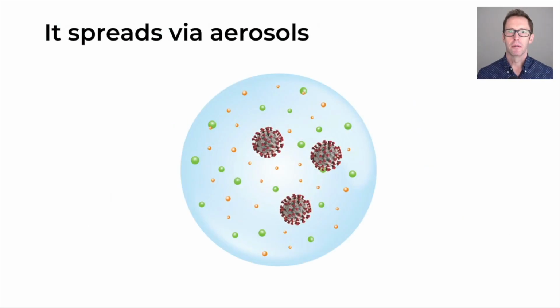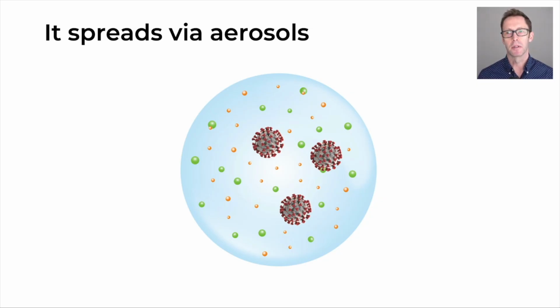COVID spreads via aerosols, which are microscopic particles produced all of the time while we're breathing. When a person with COVID exhales, they expel aerosol particles containing the virus into the air, and anyone who inhales these virus-laden particles can potentially be infected with COVID. Aerosols are not visible to the naked eye, so we have an immediate challenge, which is how do we identify when people are expelling COVID into the air via aerosols, and how do we know where those aerosols end up?